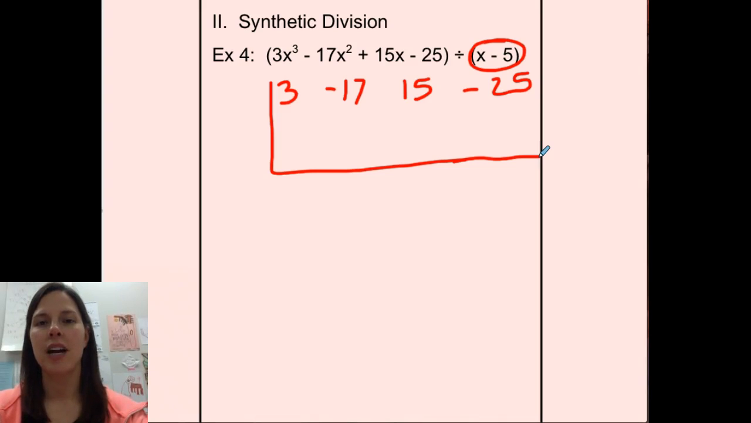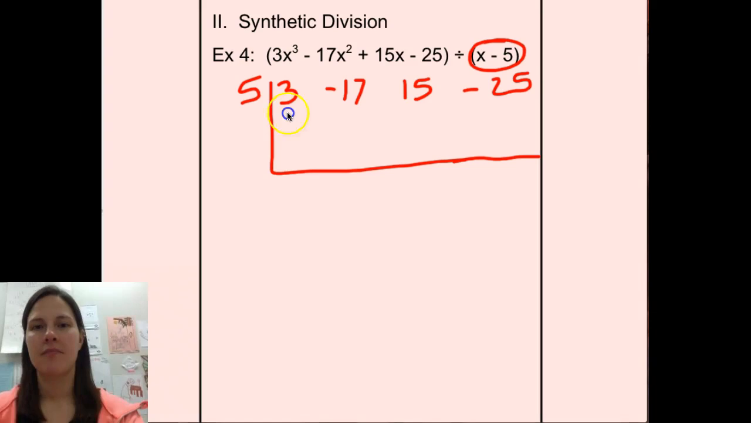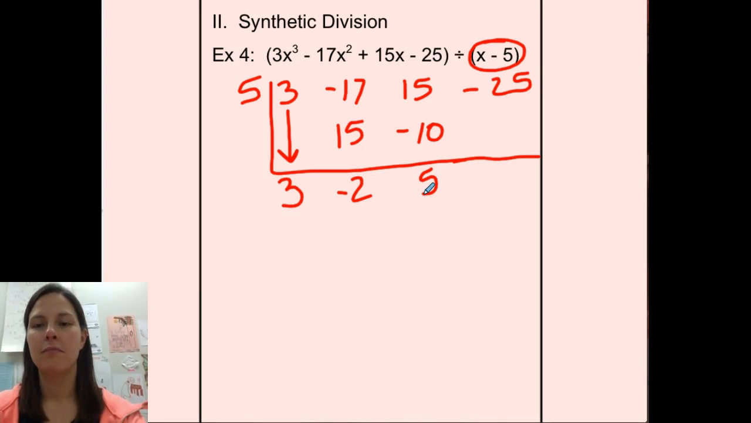Then we take the value that we're dividing by out of the asylum. So right now it's in the asylum as a negative 5. We're going to pull it out as a positive 5. To do synthetic division, you simply drop that first term, multiply that 3 by the 5 on the outside, add your negative 17 and 15, multiply the result by 5, add your 15 and negative 10, multiply the result by 5, and add. That last piece, if that is a 0, that means you found a factor. There is no remainder.